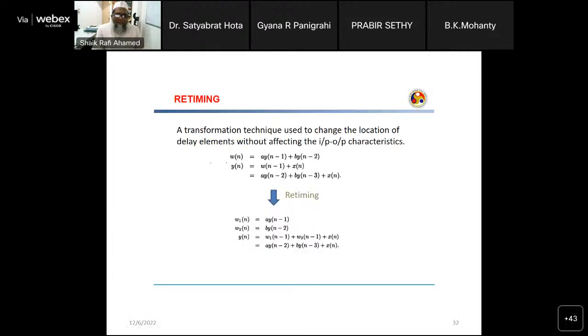There is another technique called retiming. Retiming is another transformation technique which is used to change the location of the delay elements without affecting the input-output relation. As I have told, whatever transformation you perform, you have to make sure that the input-output characteristics, that is the functionality, remain the same.